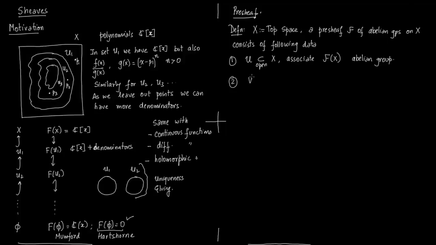Second is, you have this inclusion map and corresponding to it you will have an arrow reversing morphism of abelian groups. So you write this as rho of UV. It goes from U to V, so that is why rho of UV. So you have a morphism here. So the inclusion V into U leads to a morphism in the opposite direction. These two structures are subject to the following three conditions.